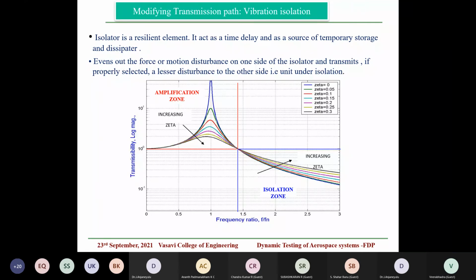And any more questions from the participants? One gentleman has posed this question in the message box: what is the effect of vibration of subsystems on the entire system?